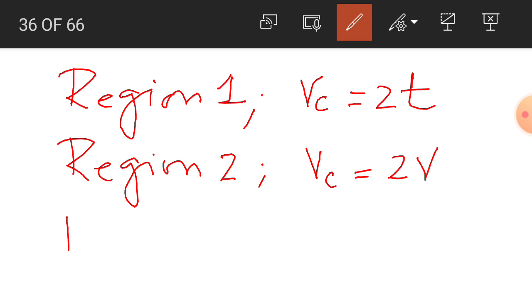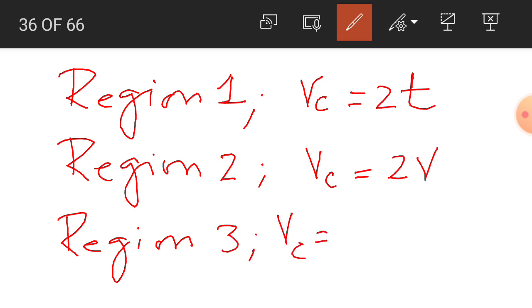Then we consider the voltage in region number 3. So the voltage in region number 3 is minus 2t, where minus 2 is the slope of this line, and plus 8, where 8 is the y-intercept. So we have derived these three equations from the sketch for the voltage across the capacitor.